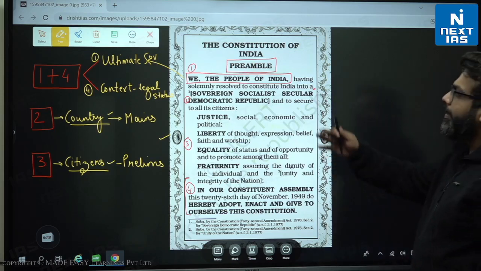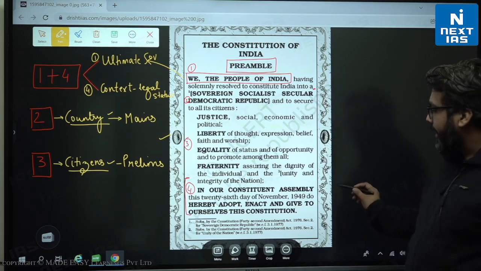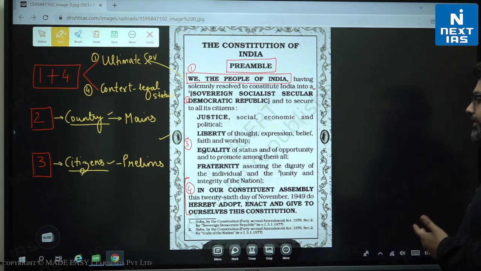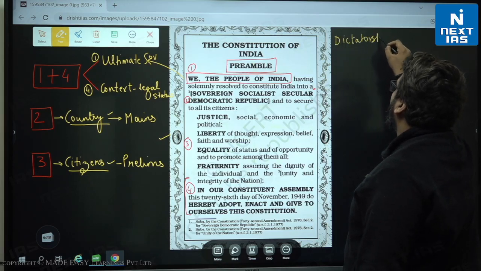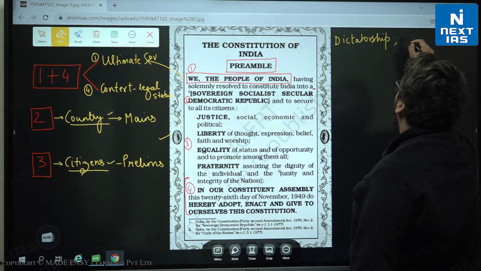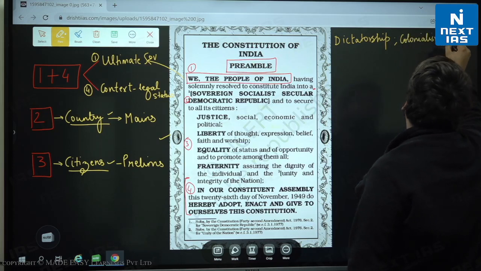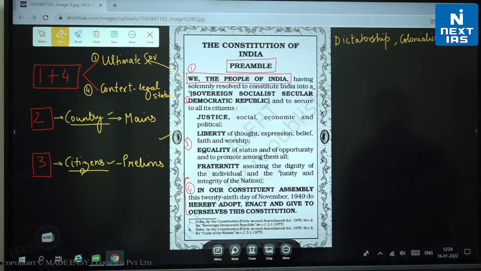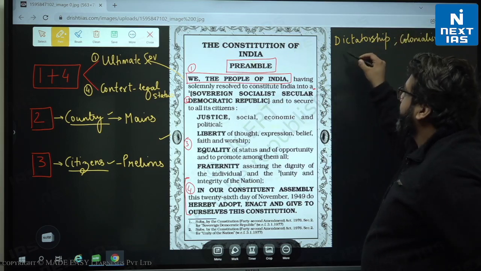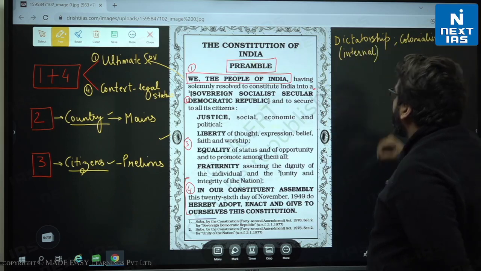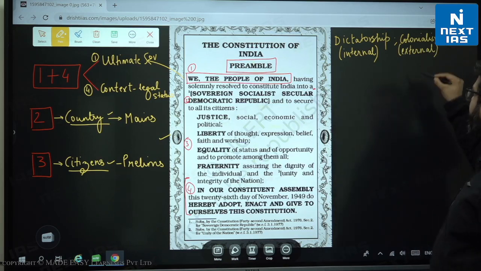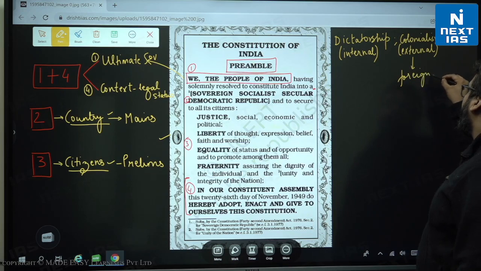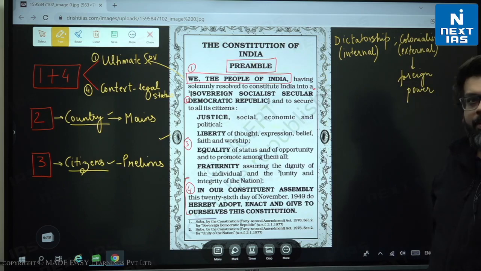Okay, now we've understood the meaning of we the people of India. Now let us spend some time on the last part of the preamble where we must understand the legal context or the historical context of the preamble. So, as you would know, there is something called a dictatorship and there is something called colonialism. The basic difference is dictatorship is primarily an internal concept, whereas colonialism is an external concept, wherein a foreign power is occupying India or any other country.